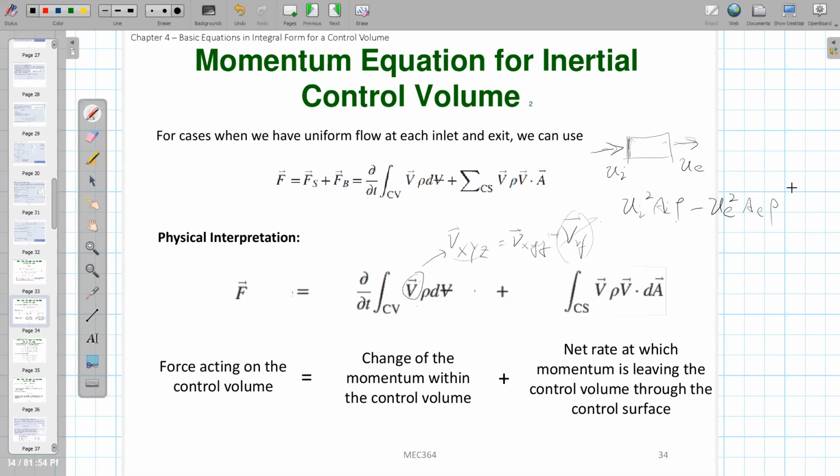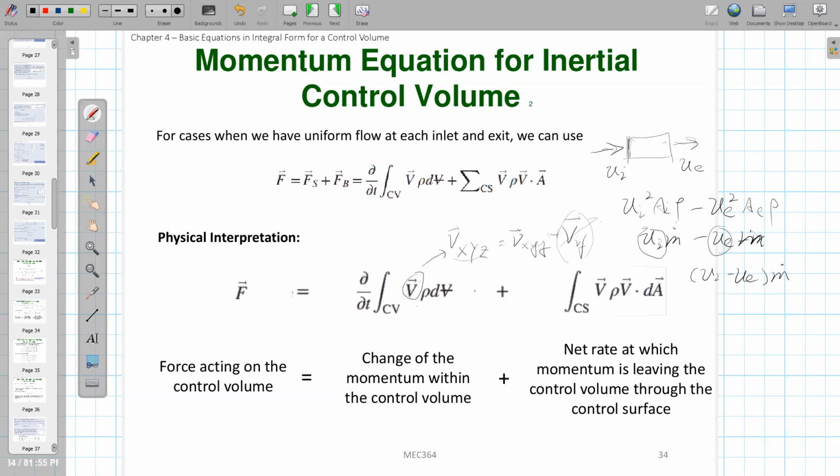This value is important. Also, because we have mass conservation here, we know that u times a times rho is equal to the mass flow, right? So you can also write this just as ui times m dot minus ue times m dot. So the important thing is ui minus ue. You can write this as ui minus ue times m dot. This is the net momentum flux for this problem.